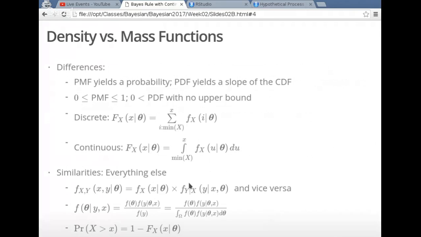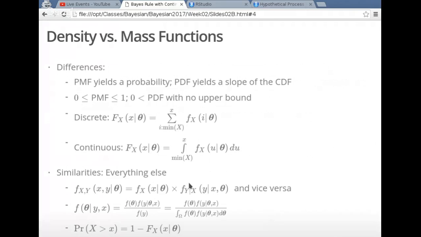Rather, the PDF is merely the slope of the CDF. CDF, cumulative distribution function, being the probability that a continuous random variable x is less than or equal to any particular value, little x, from the sample space of that random variable. So the PDF can be obtained by differentiating the CDF. It's the line tangent to the CDF. It's the rate of change in the CDF, but it is not a probability. So the CDF outputs a probability and the PDF outputs a slope.